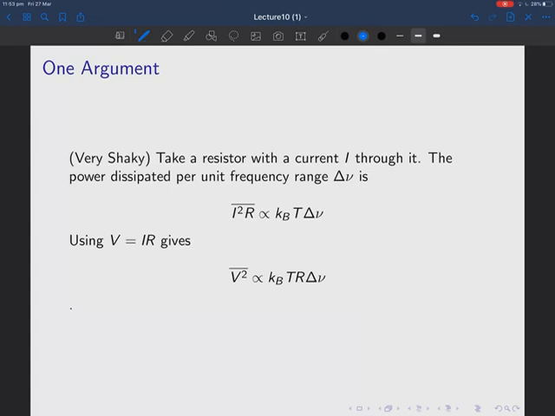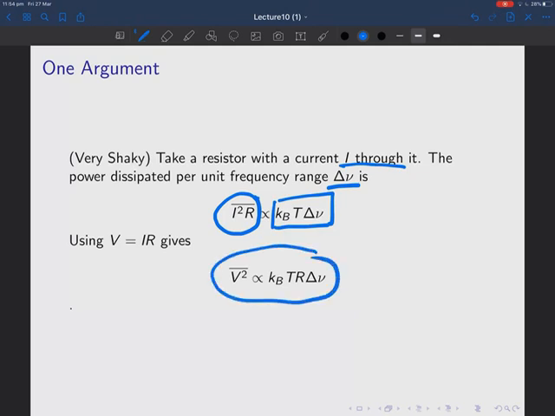So, the first argument, which is very, very shaky, okay? We're going to take a frequency range delta nu, and we're going to take a resistor with a current I passing through it. And, of course, the power dissipated in the resistor is I squared R. And we need to get somehow out of kBT and delta nu a power. And the only way you can get that is by multiplying those two things together, okay? And therefore you have V equals IR as well, and so you get V squared is proportional to kBT R times delta nu. It's a very shaky argument based upon dimensional analysis and a bit of physical guesswork. Okay, it's not something you could trust very well, but if you're stuck in the middle of nowhere with no physics books, you could probably come up with that answer.